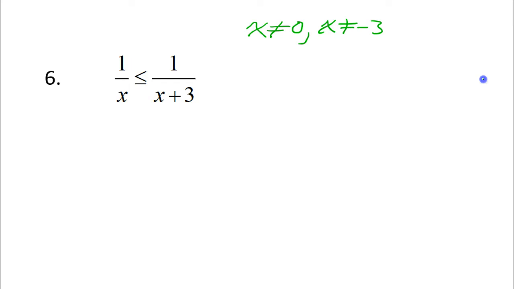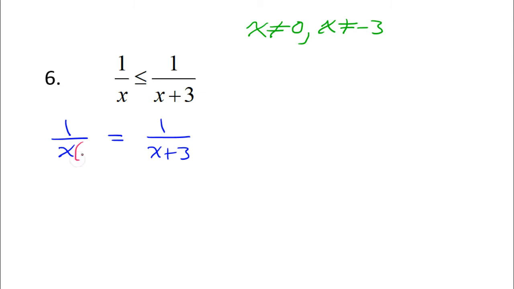They are critical values. The other critical values we will get by solving the related equation 1 over x equals 1 over (x plus 3). Whatever the solution or solutions to this will be critical values that go on the number line. So let's solve this.